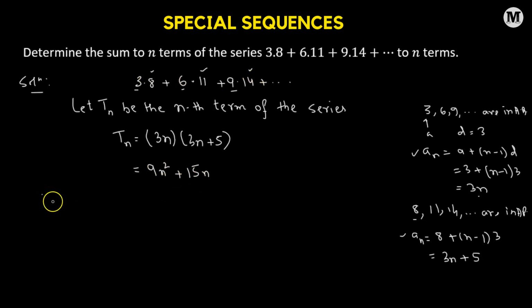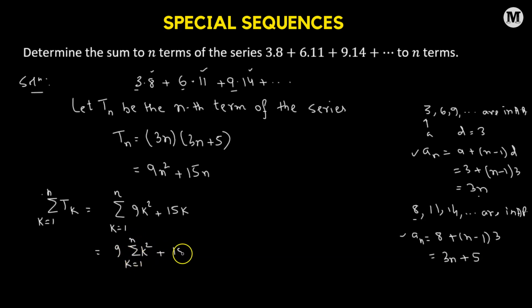The sum of the series is simply going to be given by summation Tk. So here we are replacing the index n with k. So it's going to run from 1 to n. Since Tn is 9n squared plus 15n, we have to replace this n with the index k, such that we get 9k squared added to 15k, with the index k running from 1 to n. Now we will separate the two sums. For the first sum, we have summation 9k squared, but 9 being a constant, we can pull it out of the summation. We have 9 times summation k squared, where k runs from 1 to n, added to 15 times summation k, where k runs from 1 to n.